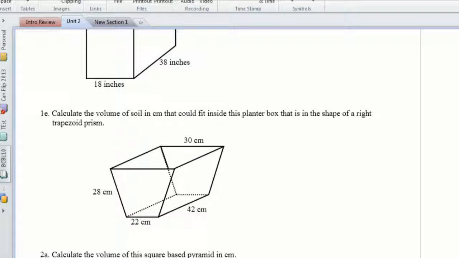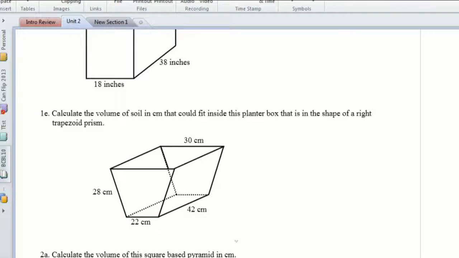Calculate the volume of the soil in centimeters that could fit inside this planter box in the shape of a right trapezoidal prism. Okay, sorry about that. Again, the base is going to be this trapezoid, and then we're going to have the height. In this case, the height is going to be 42. Even though the base is facing us, you want to think of the shape and then just extending it. So the base is always going to have the same shape on opposite sides of whatever object we're dealing with.